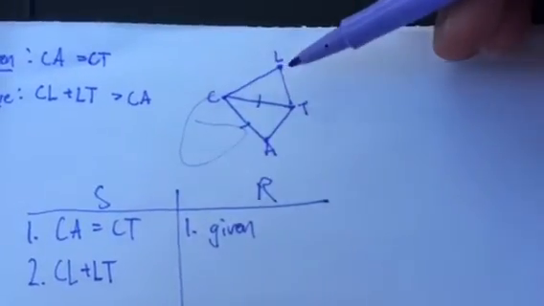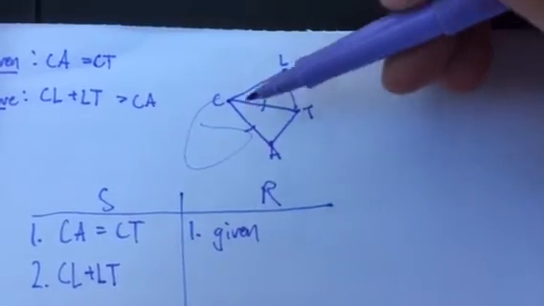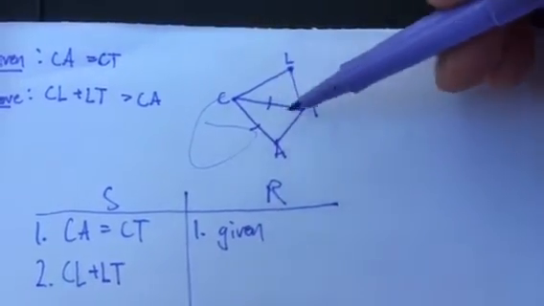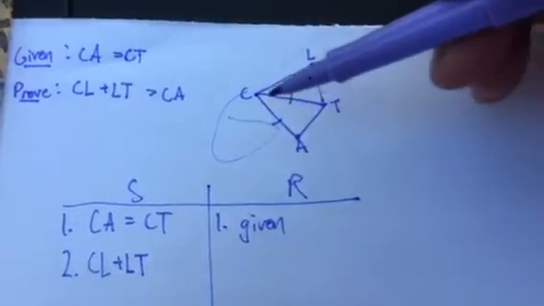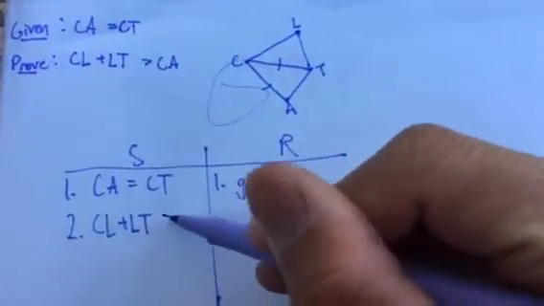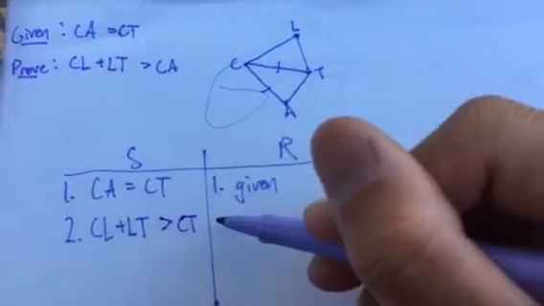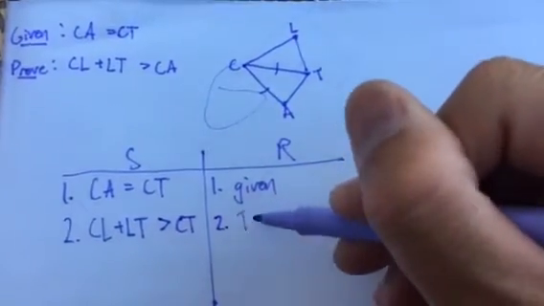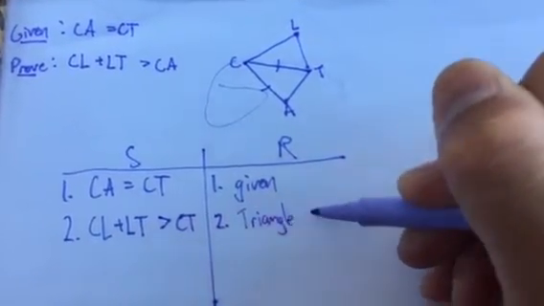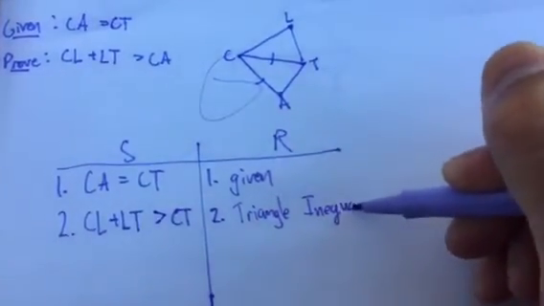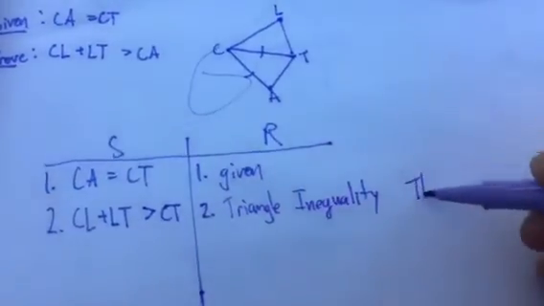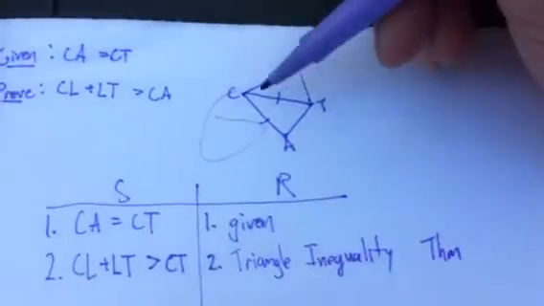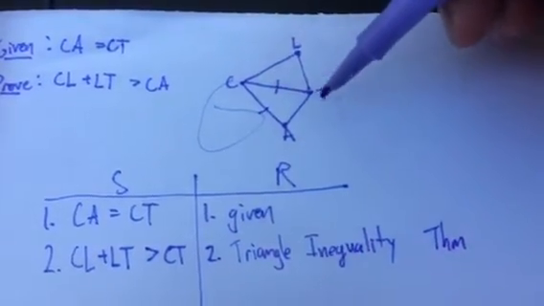If you think about it, CL and LT, if you remember the triangle inequality theorem, it said that any two sides of a triangle combined, if it's a proper triangle, should be bigger than the third side. So CL plus LT is going to be bigger than CT, so we know that for sure. And the reason is simply the triangle inequality theorem. Any two sides of a triangle are going to be bigger than the third side, so that's one triangle.